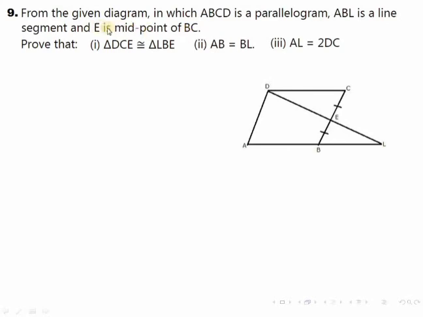And E is the midpoint of BC. Look at this, point E is the midpoint of BC. So if E is the midpoint of BC, obviously BE and EC will be equal. That's why this sign is given here.